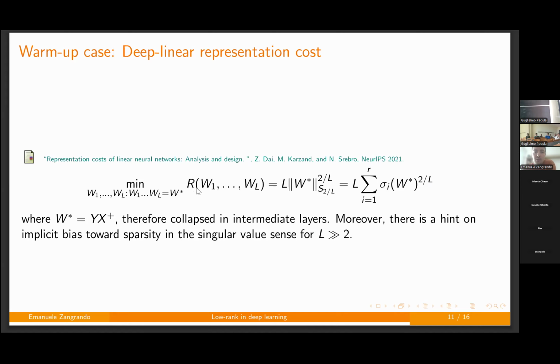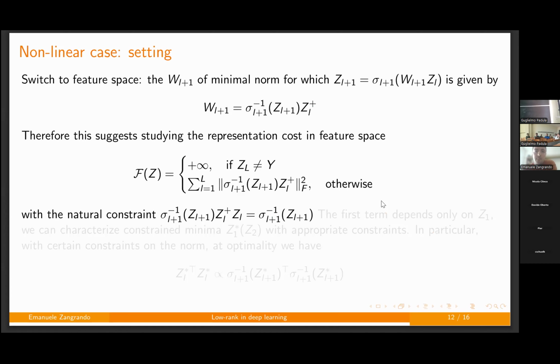And the minimum of this representation cost in this case not only implies that the intermediate layers are collapsed, but also gives insights, at least in the deep linear case, for big L. For example, there is a sparsification effect in the singular values of the product matrix. Because if L goes to infinity, this essentially converges to the rank of the matrix, whose support is the L0 pseudo-norm. Okay, so let's go to the nonlinear setting.